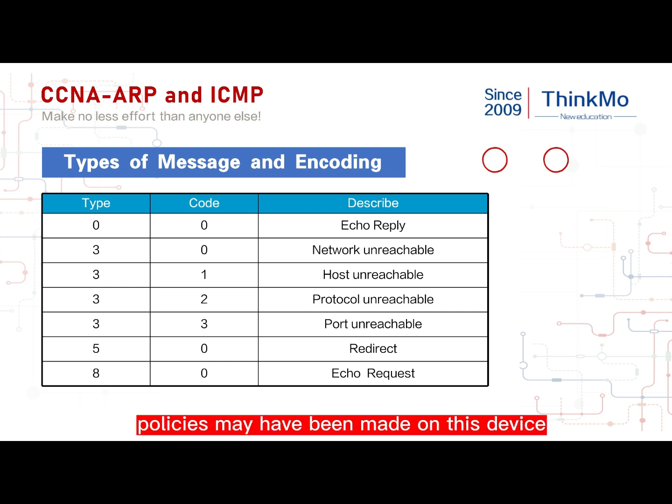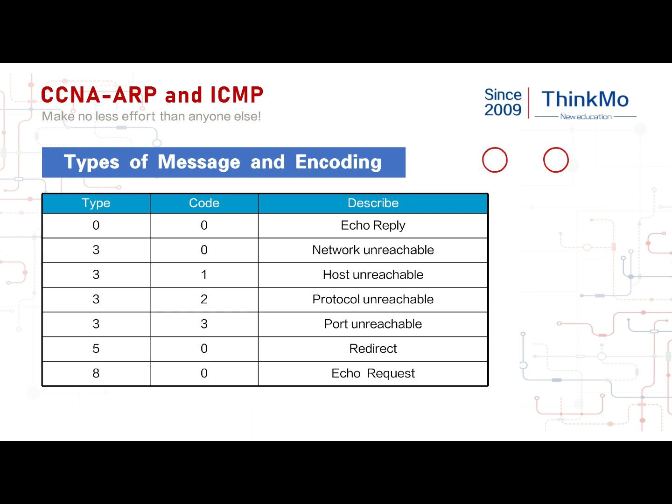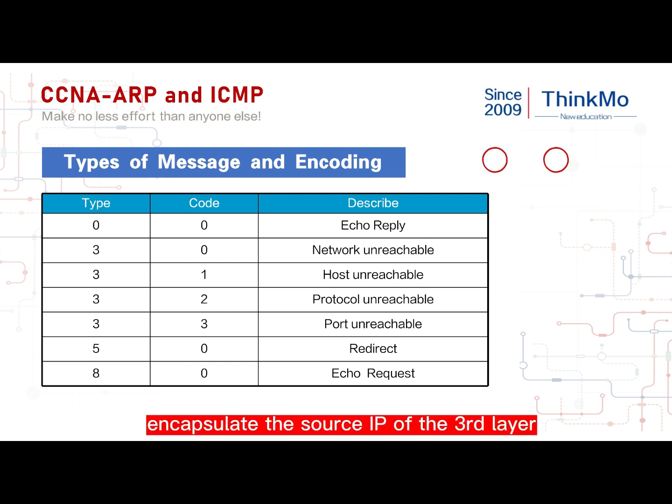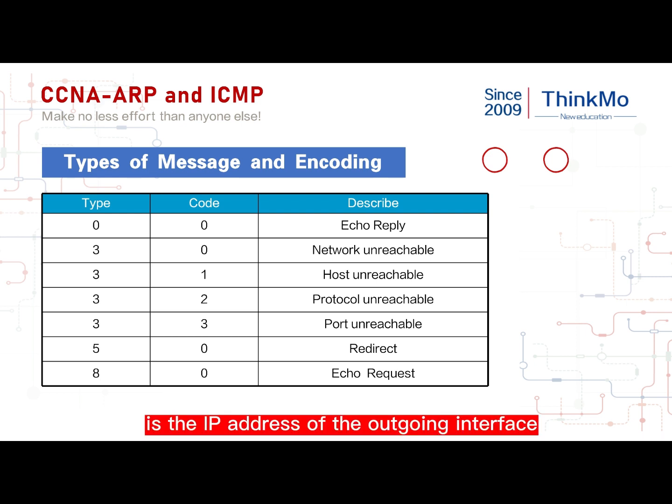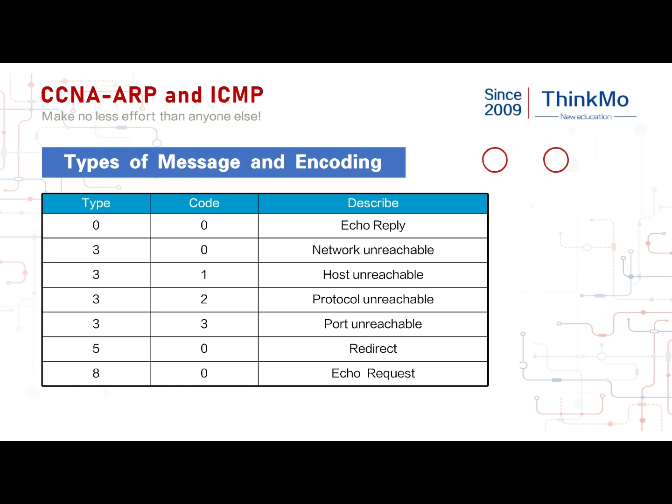Policies may have been made on this device, for example a policy call under the interface. When the data packet arrives here, it is intercepted. In theory, the router is obliged to reply with an unreachable message. But please be careful: if it replies, it has to encapsulate the source IP of the third layer, and the default encapsulation is the IP address of the outgoing interface. Now this interface replies to the PC with an unreachable message.